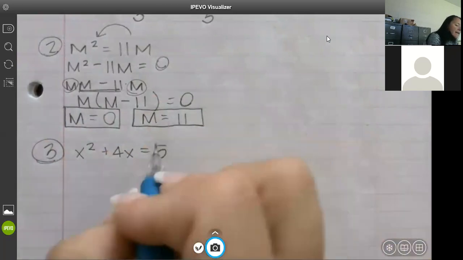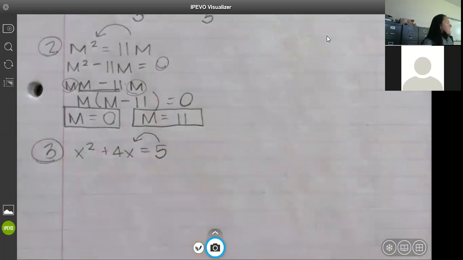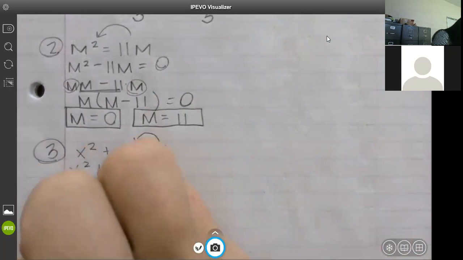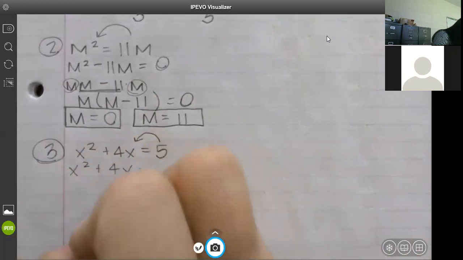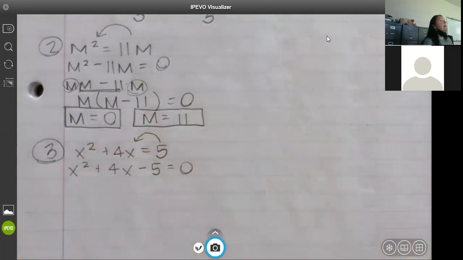Okay. I need to get it to equal 0, so I'm going to move the 5 over. Remember, this 5 goes behind everything. It's the last thing that we're going to put in there. So the way we move it over, we write what we had, x squared plus 4x, and we're going to change the sign to a negative 5.